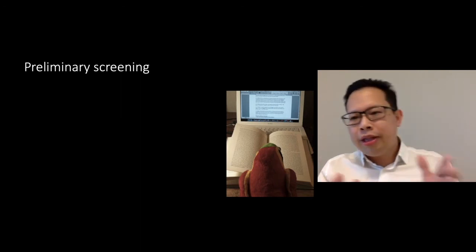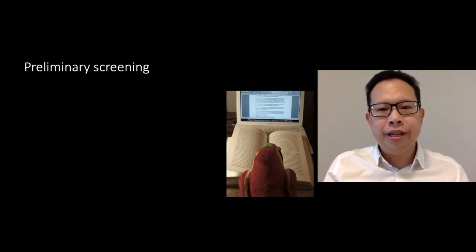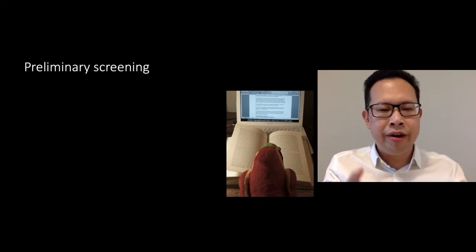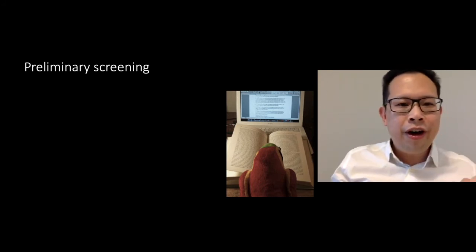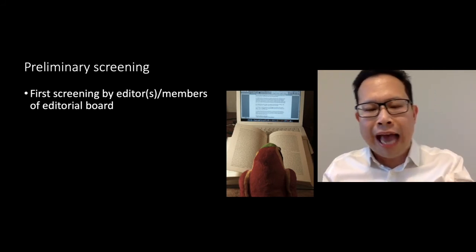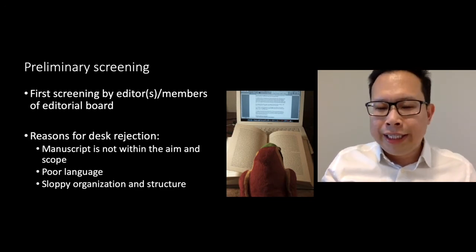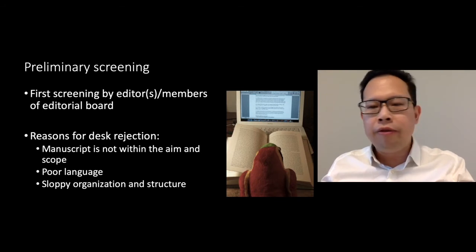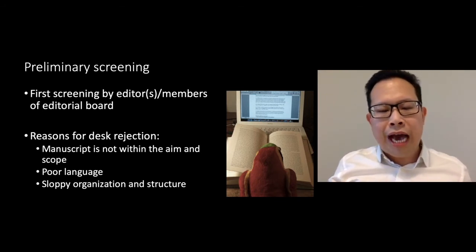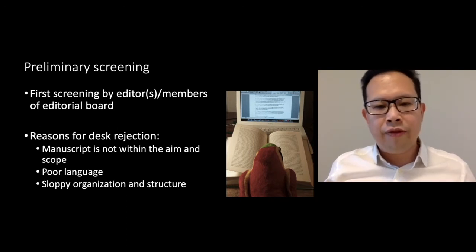So after the editor receives your manuscript submission, the first stage is known as the preliminary screening. All right. So for the screening stage, this is the first stage where editors and members of the editorial board will read your submission and decide whether to send your manuscript out for external peer review. So there are a few reasons for desk rejection. So sometimes a manuscript does not even get sent out for peer review.